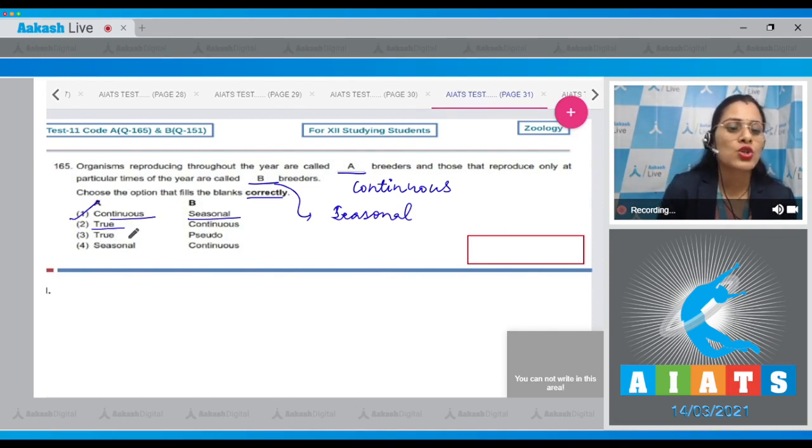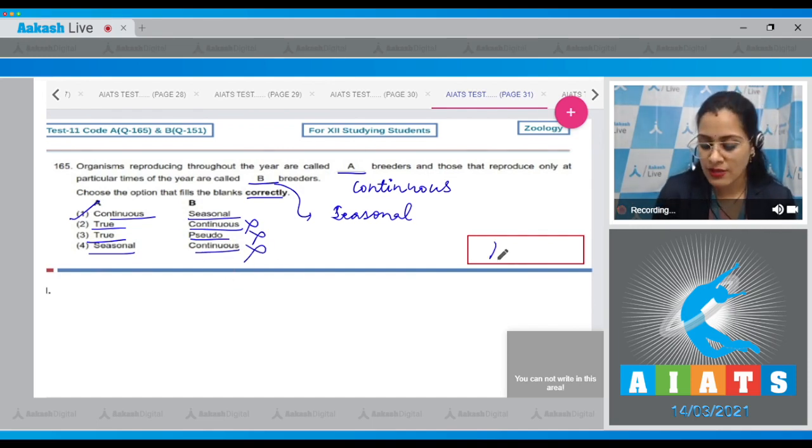Option number 2, true and continuous, is incorrect. Option 3, true and pseudo, is incorrect. Option number 4, seasonal and continuous breeder, is also an incorrect option. So the correct answer to this question is option number 1.